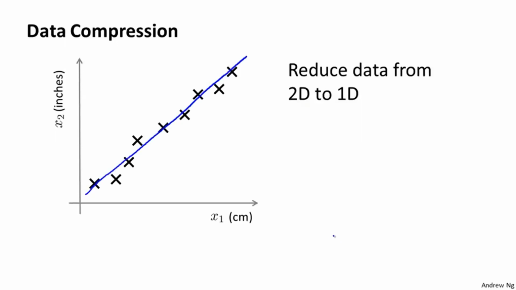In case this example seems a bit contrived, this centimeter and inches example is actually not that unrealistic and not that different from things that I see happening in industry. If you have hundreds or thousands of features, it's often easy to lose track of exactly what features you have. And sometimes you may have a few different engineering teams.